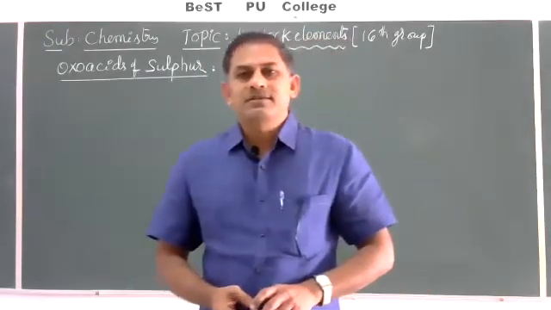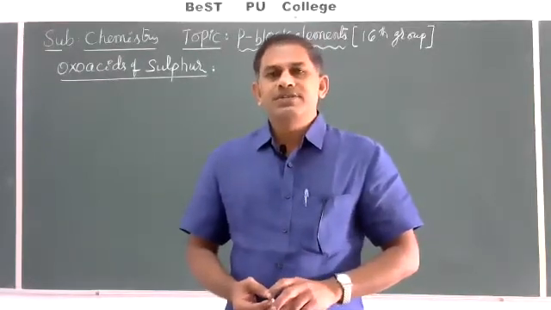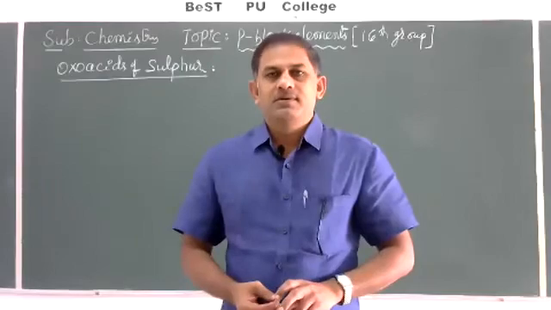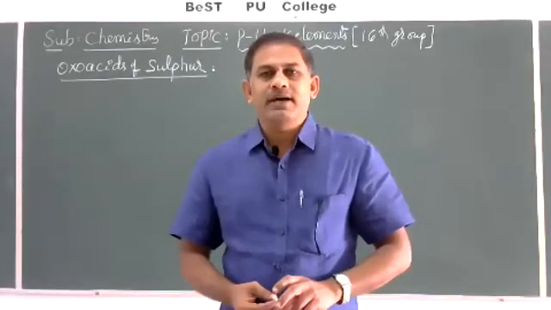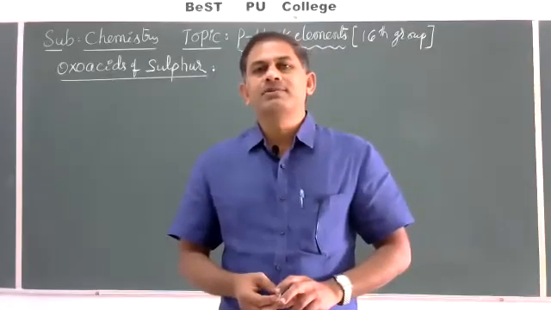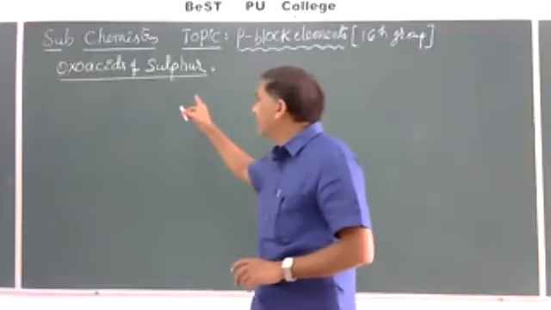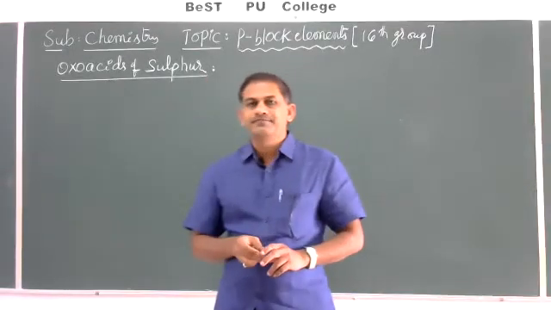In last class, that is on Saturday, based on 16th group elements, I explained oxides of sulfur, sulfur dioxide and sulfur trioxide. Today we'll discuss oxo acids of sulfur. This is oxo acids of sulfur.